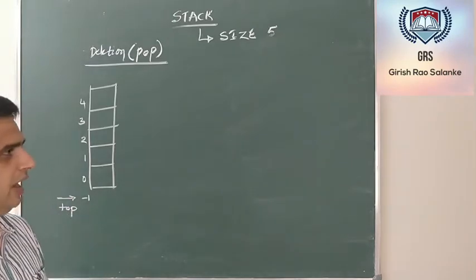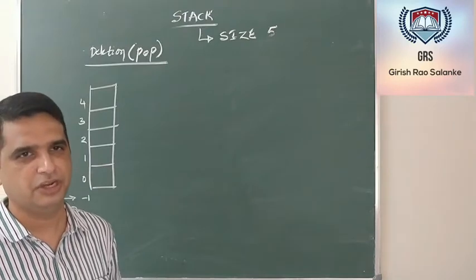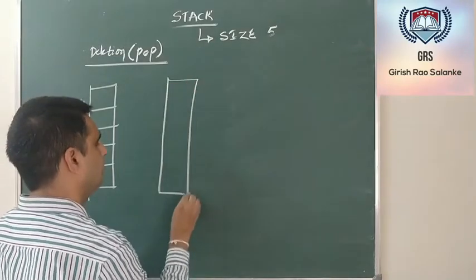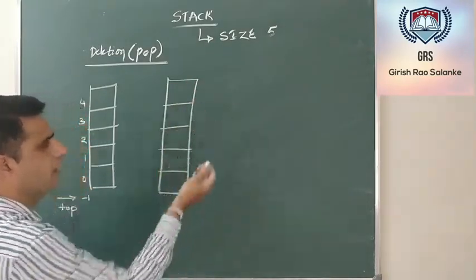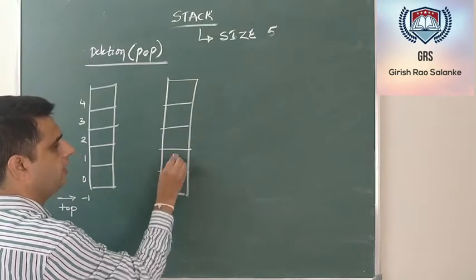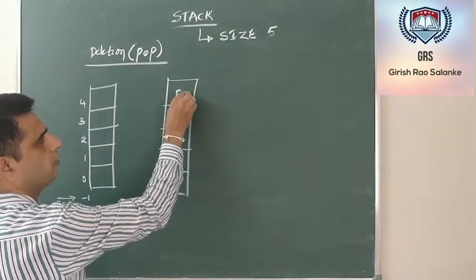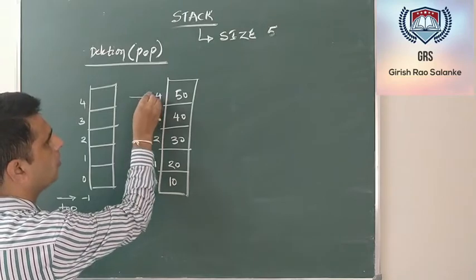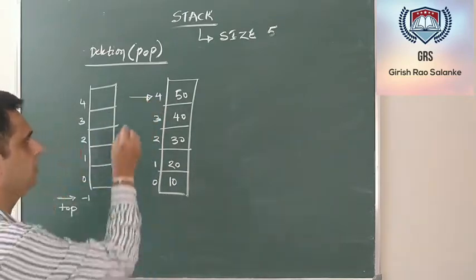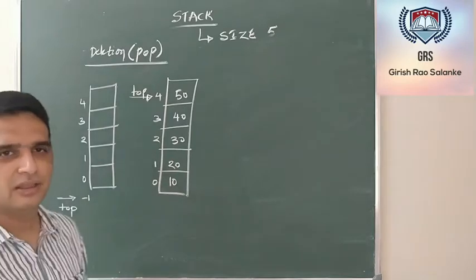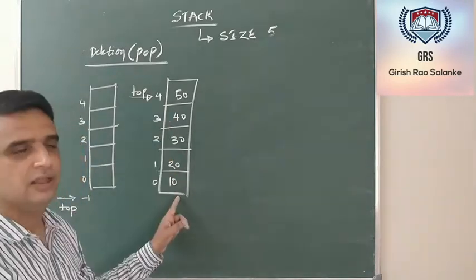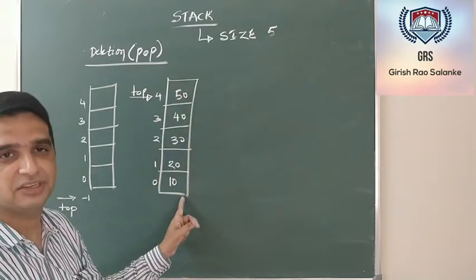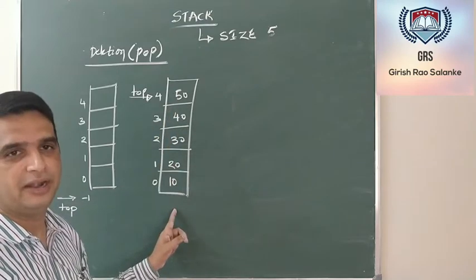Now, if I assume that I have performed some push operations onto my stack, let me take one more instance wherein I have pushed 5 elements onto my stack: 10, 20, 30, 40 and 50, with indexes 0, 1, 2, 3 and 4. Now, this is my top. As per the definition of stack, last in first out, the element that was inserted last was 50. In this stack, if I perform a deletion operation, 50 should be deleted.